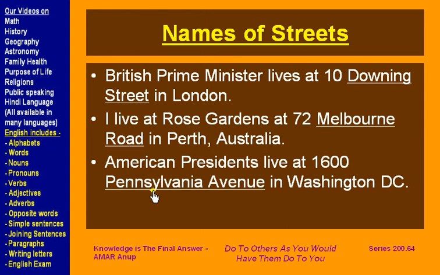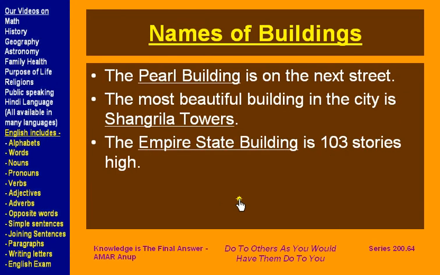Next example. American presidents live at 1600 Pennsylvania Avenue in Washington DC. Washington DC is the name of the city, but the name of the avenue is Pennsylvania Avenue, so P in Pennsylvania and A in Avenue is capitalized. So we came out of the home, we saw if the home has a name, that is capitalized. Then we saw the name of the street, avenue, boulevard are capitalized. Now on the street are buildings.